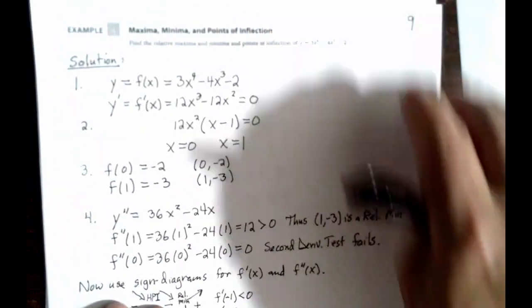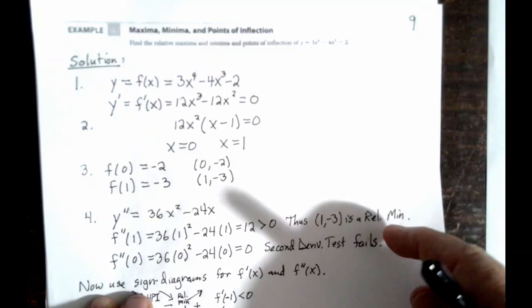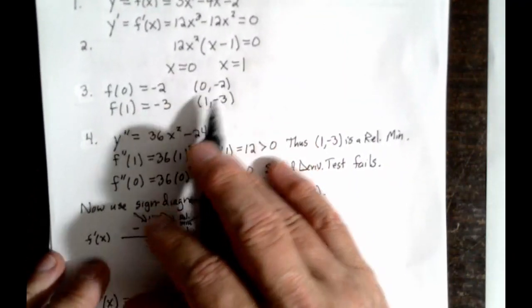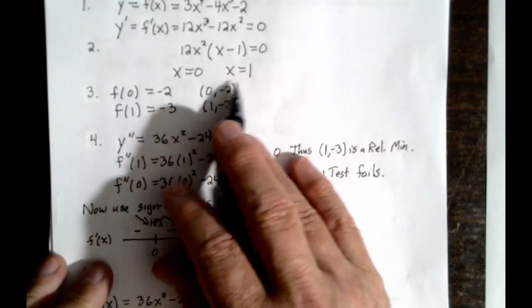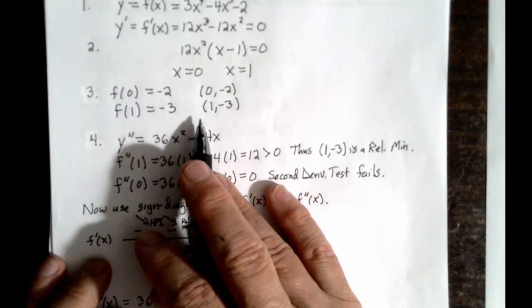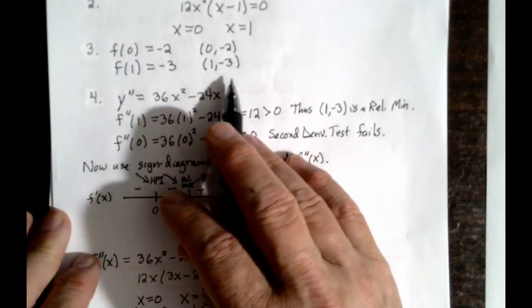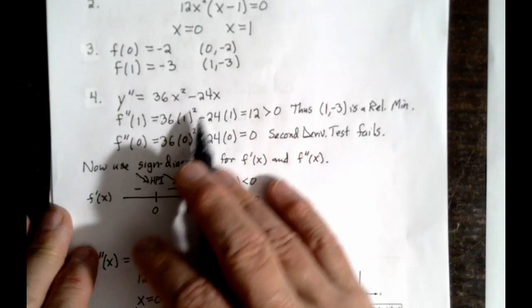Example 4. Find the relative max and mins and the points of inflection. So you take the first derivative, factor, set it equal to 0. You get your critical values, plug them into the original function, and you get your y value. Okay, so now you've got possible critical points.